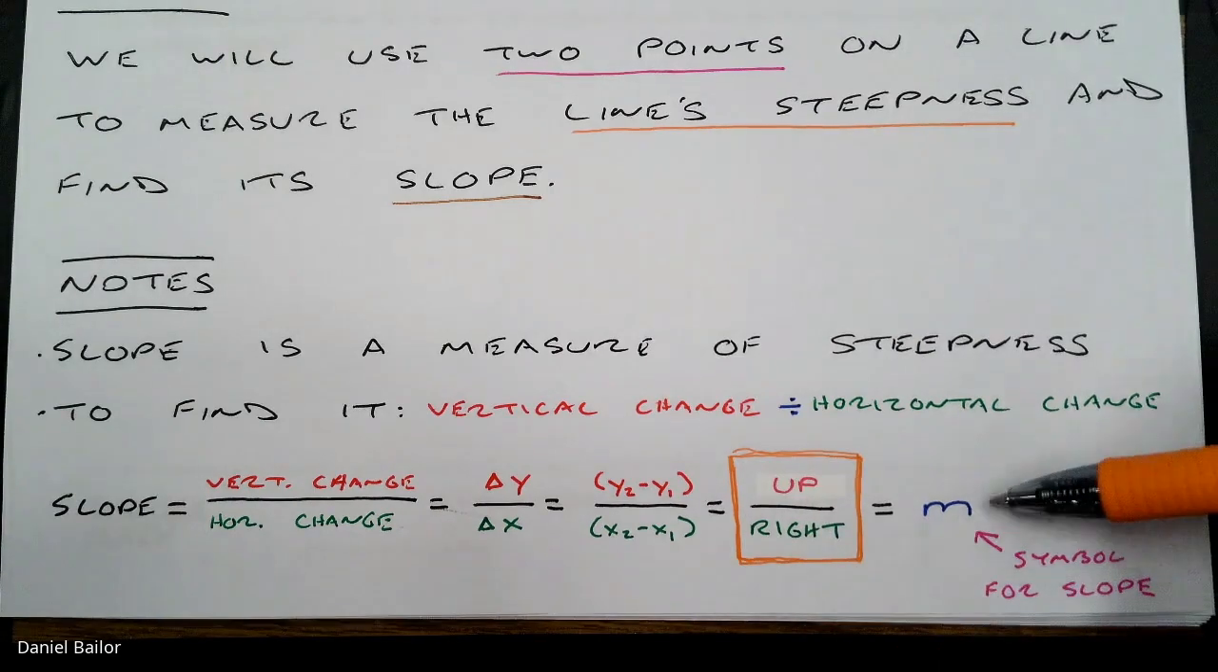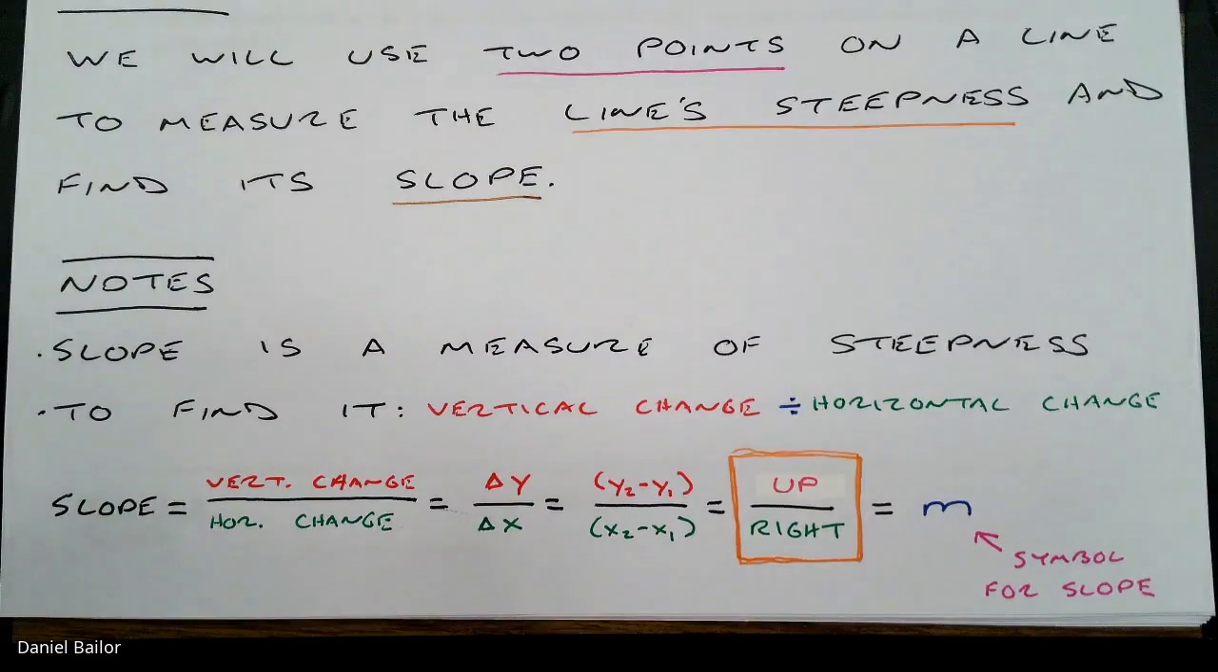And m is the symbol for slope. So when we say m, we mean slope, because it's easier to write m than to write slope. Remember, math is its own special language. So instead of saying slope, in equations we write m. So just get used to it, because you're going to see it for the rest of Module 4. M means slope. Slope means up divided by right.